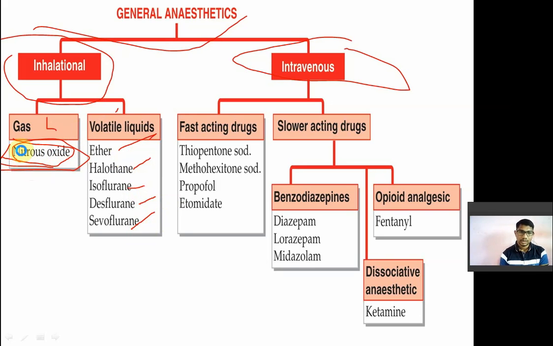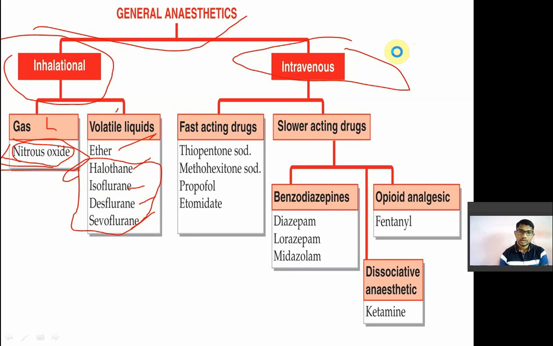So they are nothing but halogenated hydrocarbons. So इनमें क्लोरीन वगैरह रहेगा, क्लोरीन एंड ब्रोमीन इसमें रहेगा। हेलोथेन, आइसोफ्लोरेन, डेस्फ्लोरेन, सेवोफ्लोरेन, इनके स्ट्रक्चर में क्लोरीन रहेगा, ब्रोमीन रहेगा, और आपका फ्लोरीन भी रहेगा। These are the inhalation.